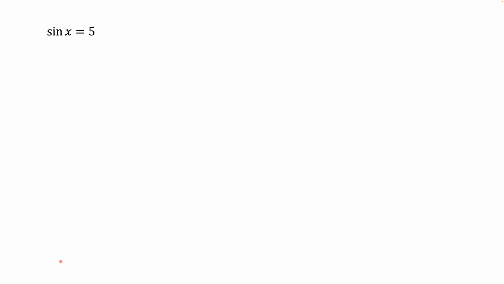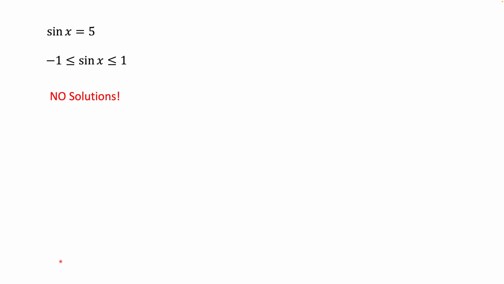Let's first look at the case of sine x equals 5. That should be relatively easy to do because we should remember that sine is the function that changes between -1 and 1. Same as cosine, actually. So if somebody asks you when sine x equals 5, the answer is never. Well, as long as you're dealing with real numbers. Okay?